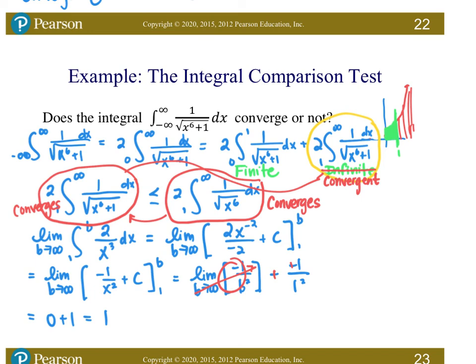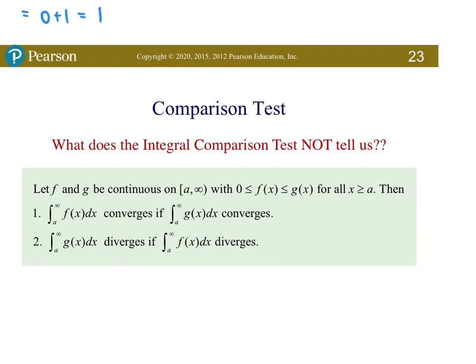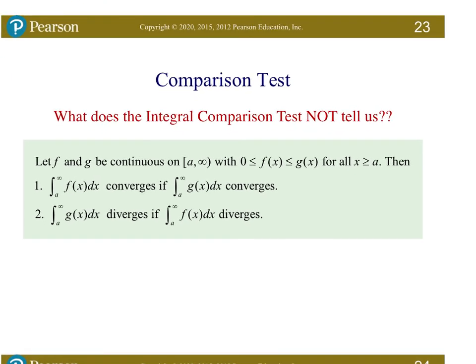Now you've got to be careful about what the comparison test can't do. All right, so a couple things. If you establish that something converges, that the smaller one converges, it won't tell you what it converges to. Okay, I tried to stress that. It only will tell you that it does converge. It won't give you an exact answer. It just tells you that it has the property of being convergent.